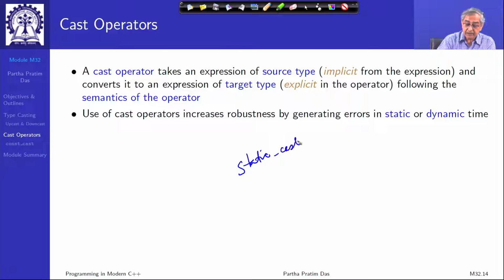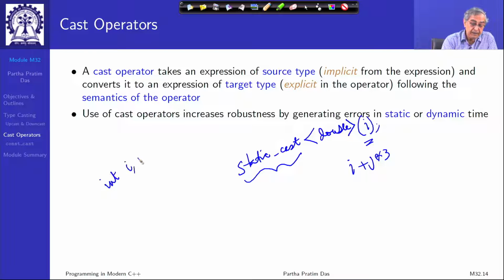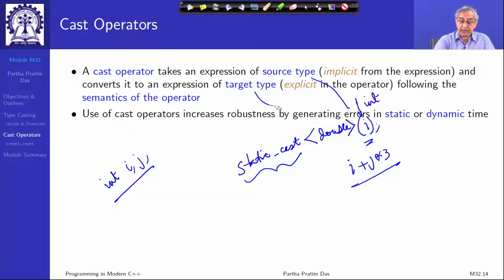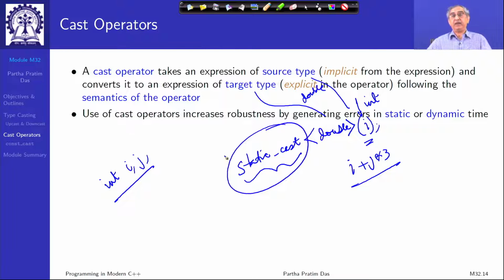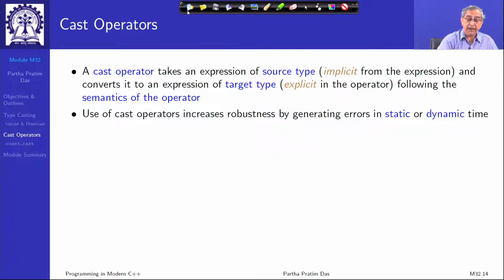static_cast, this is the name, this is the target type double, and this is the expression i. It could have been an expression i + j * 3 if i, j are integers. I know i + j * 3 is of type int. So, the source type is int, the target type is double, and the semantics of the cast is static_cast. This is the basic form of every cast operator in C++.